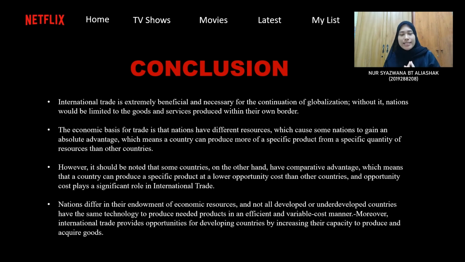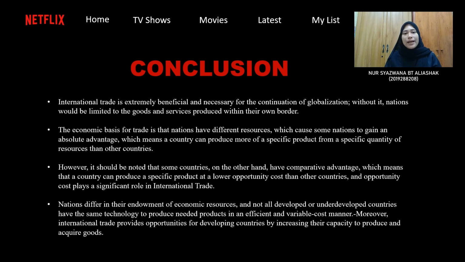So, the conclusion we get is international trade is extremely beneficial and necessary for the continuation of globalization. Without it, nations will be limited to the goods and services produced within their own borders. The economic basis for trade is that nations have different resources, which cause some nations to gain an absolute advantage, which means a country can produce more of a specific product from a specific quantity of resources than other countries.